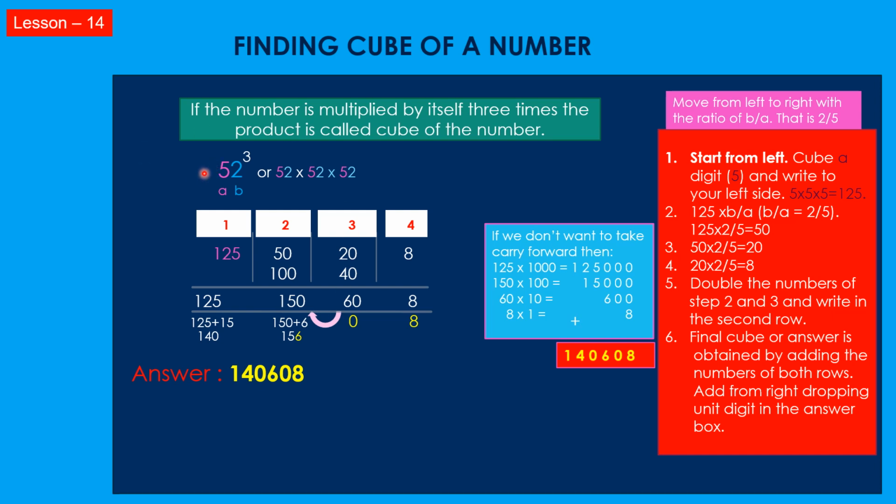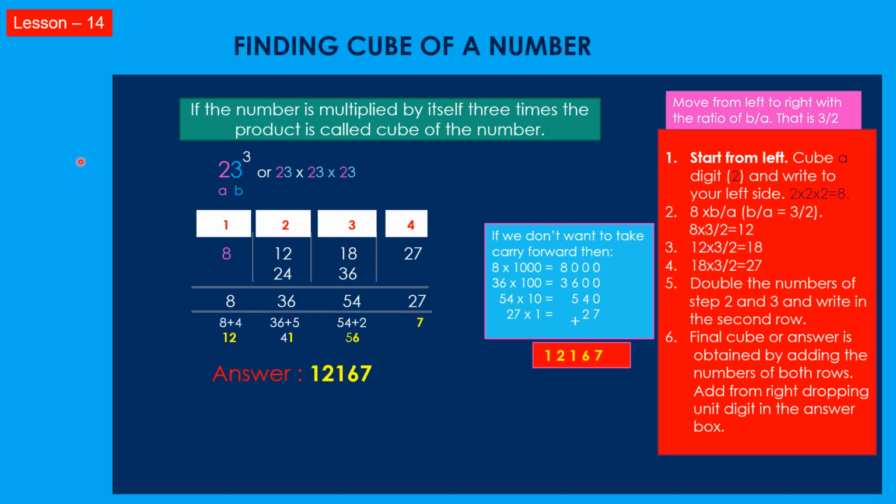So the cube of 52 is 140608. And there is another method also if you don't want to carry forward the numbers. So what you do simply here is 125 times 1000, 150 times 100, 60 times 10, 8 times 1. Add up all the products and again you get the same answer, 140608.